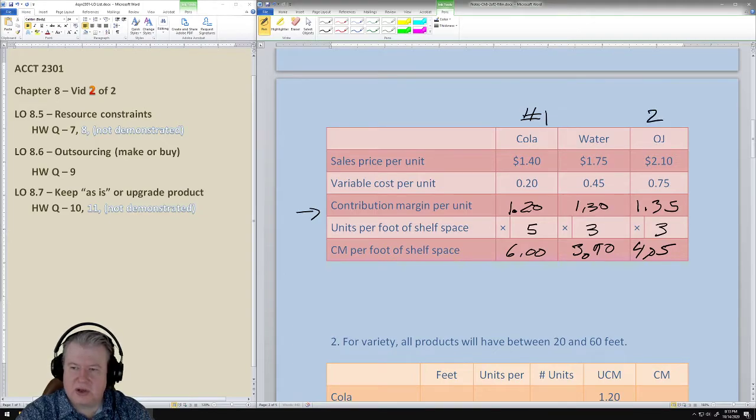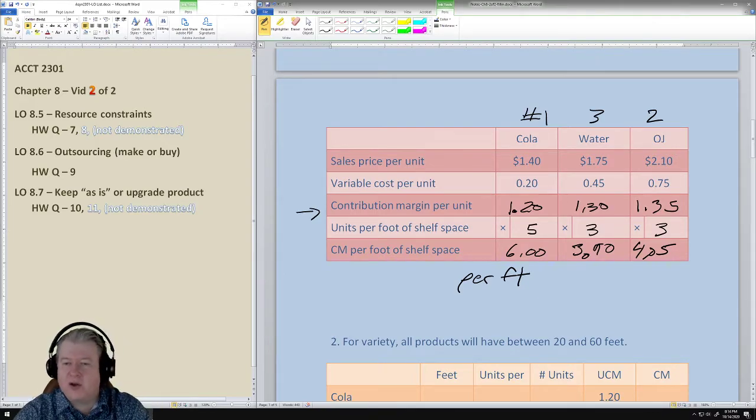OJ is number 2, and water is number 3. And that's not the order that we would have it in if we look just at the contribution margin per unit. So the highest contribution margin per linear foot is going to be cola. If we could sell all the water or all the OJ or all the cola that we wanted, if demand would buy everything, what would be the smartest thing? What would give us the maximum contribution margin? Well, we'd say just sell all cola.